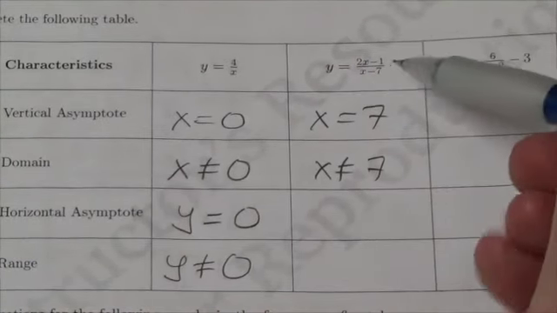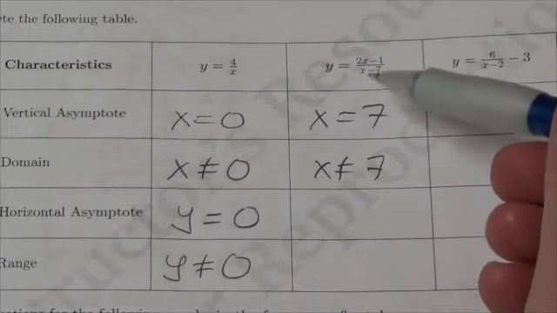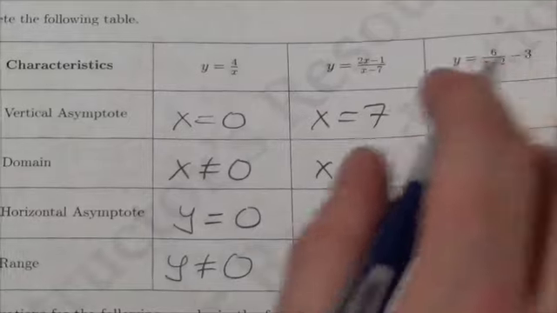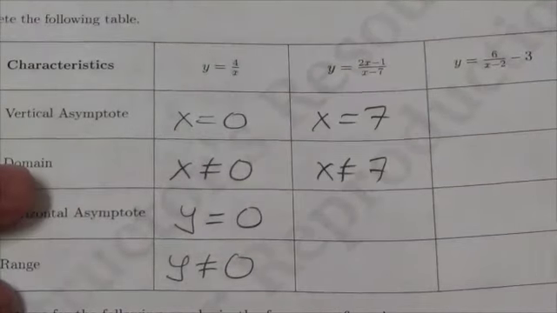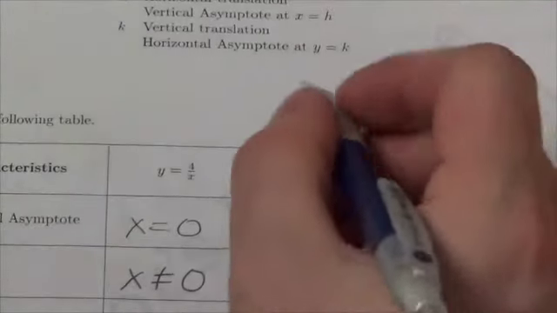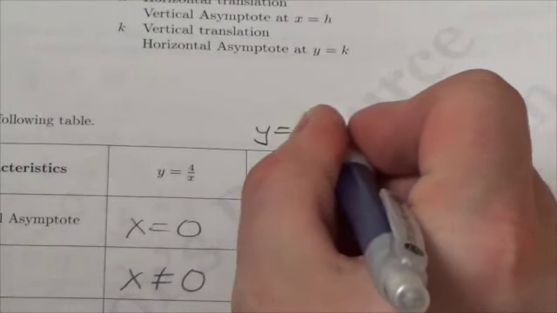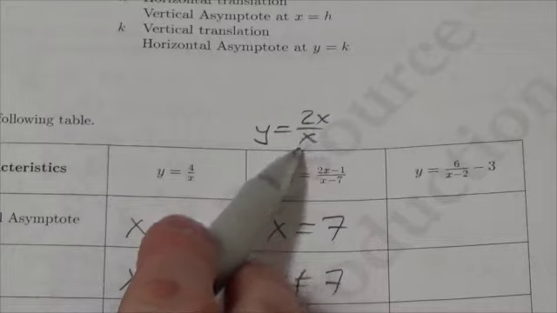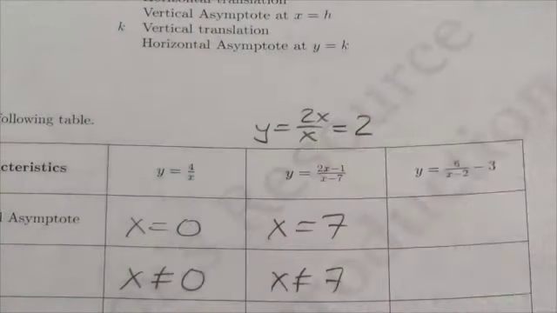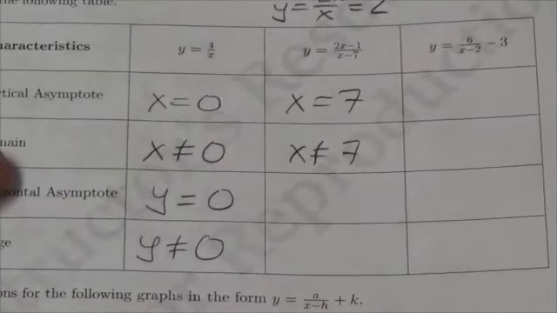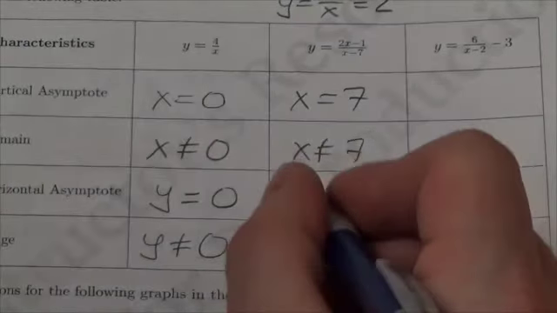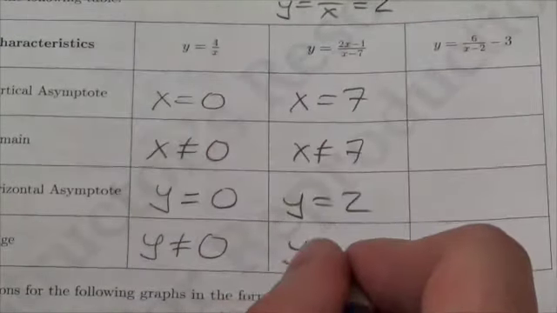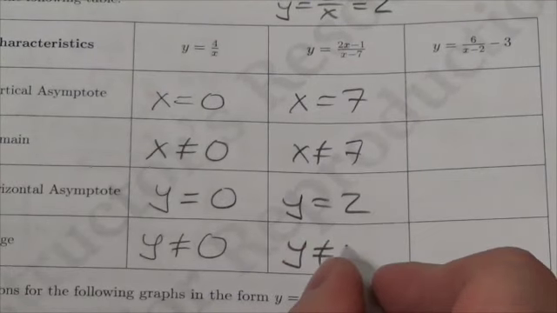If I compare the degrees of the numerator and denominator, they are the same, which means that as the values of x get really, really large, this function is ultimately going to be modeled by 2x over x. Those are the dominant terms in the numerator and denominator, and if you cancel the x's, you're left with 2. So our horizontal asymptote will be y equals 2, which by default means that our range is y cannot equal 2.